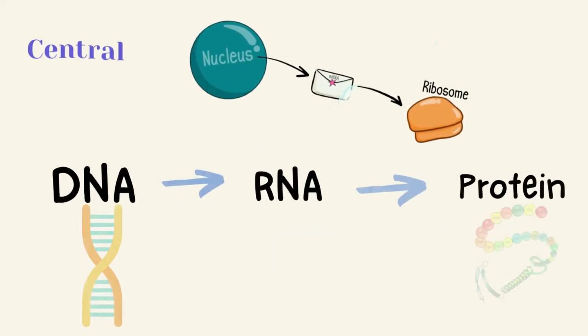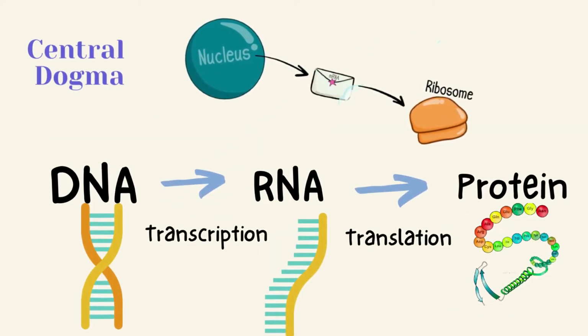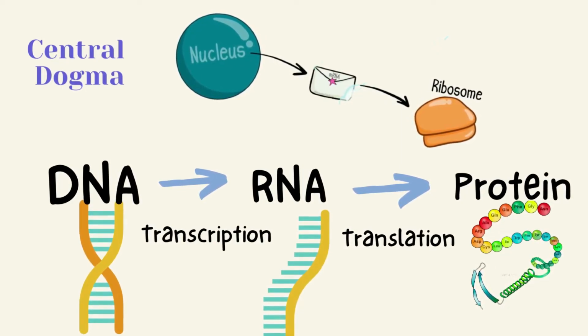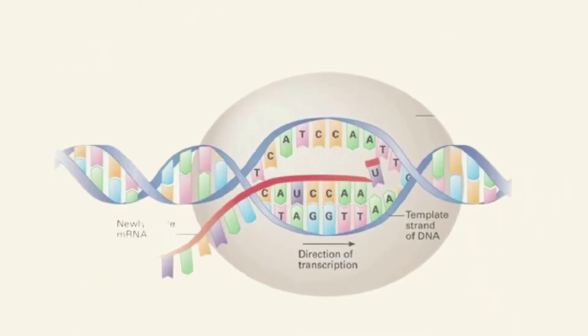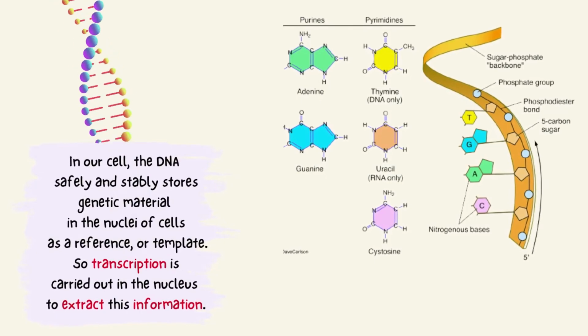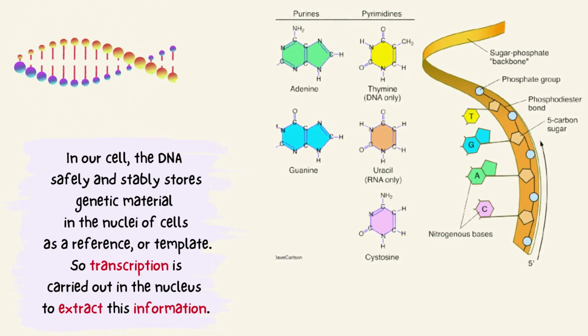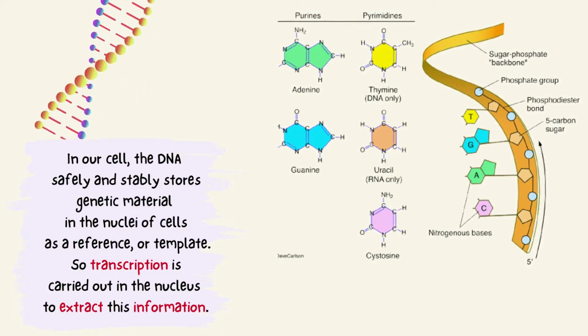You may have heard about the central dogma, which is a process of the DNA coding for the RNA through transcription, and the RNA coding for the proteins by translation. Well, let's focus on what transcription is first. In our cells, the DNA safely and stably stores genetic material in the nuclei of cells as a reference or template. So transcription is carried out in the nucleus to extract this information.